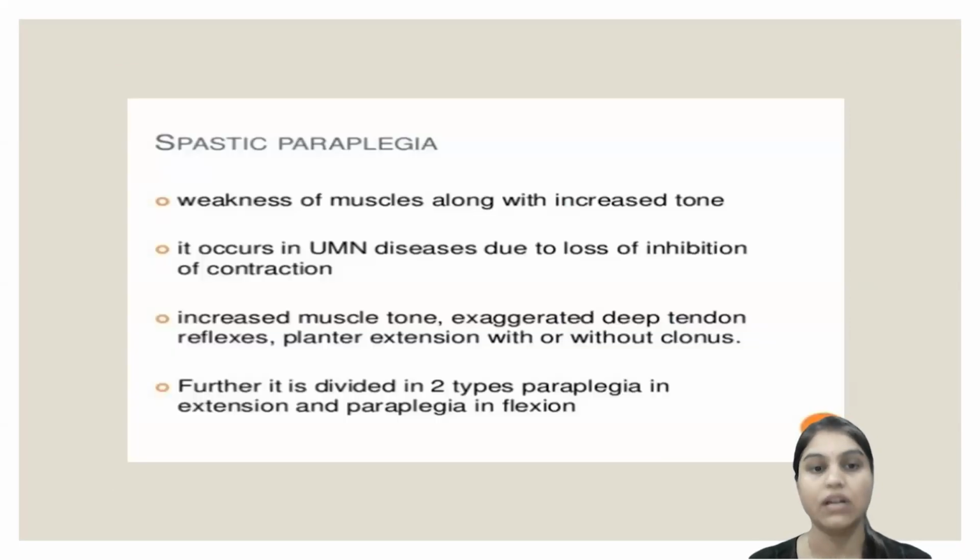Spastic paraplegia: first, weakness of muscles along with increased tone. Second, it occurs in upper motor neuron disease due to loss of inhibition of contraction. Third, increased muscle tone, exaggerated deep tendon reflexes, plantar extension with or without clonus. Further, it is divided into two types: paraplegia in extension and paraplegia in flexion.